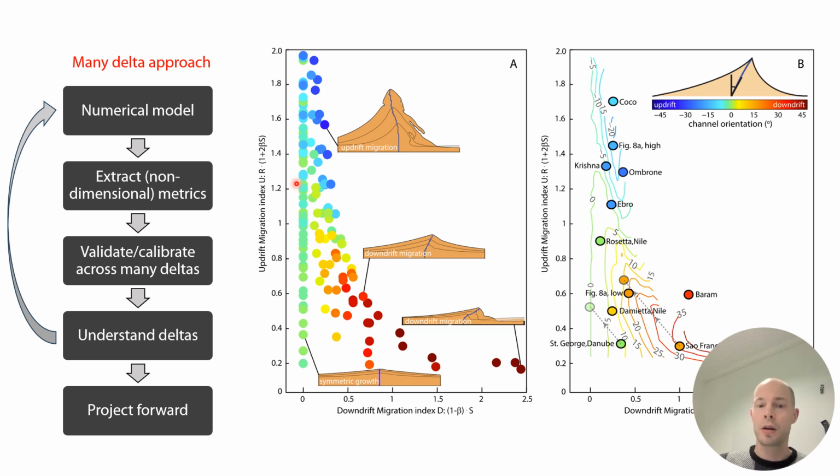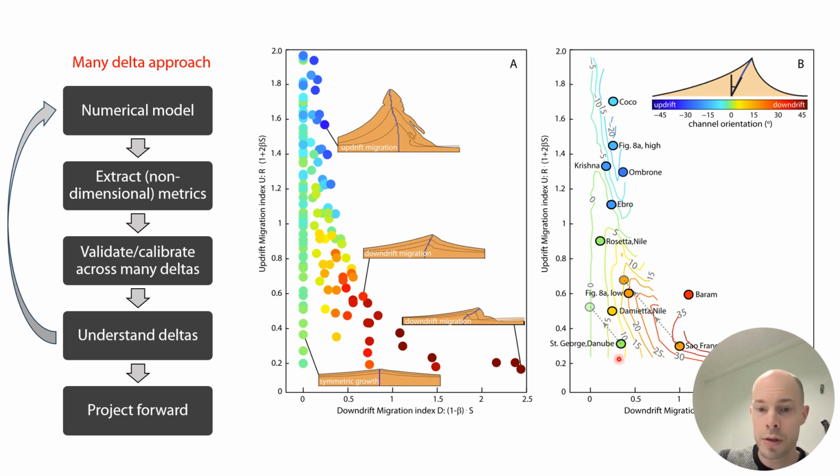I don't want to go too deeply into why this is. If you're interested, please come talk to me or read the paper. The important thing is, what I want to discuss is that with this non-dimensional framework, you can then go back to individual deltas and really test these model outcomes by comparing them against natural examples here for about 10-15 different deltas.